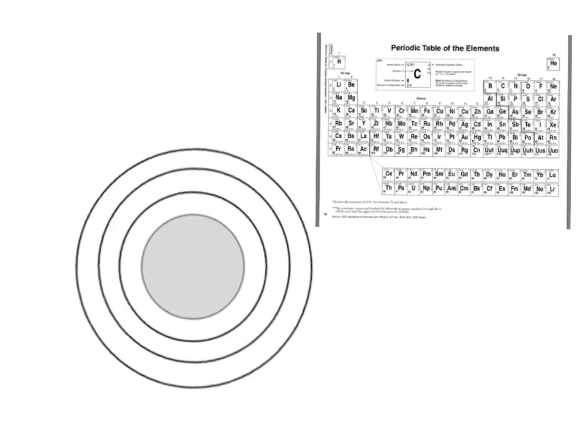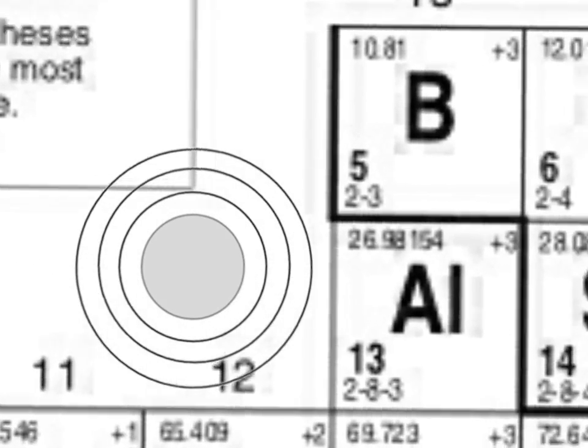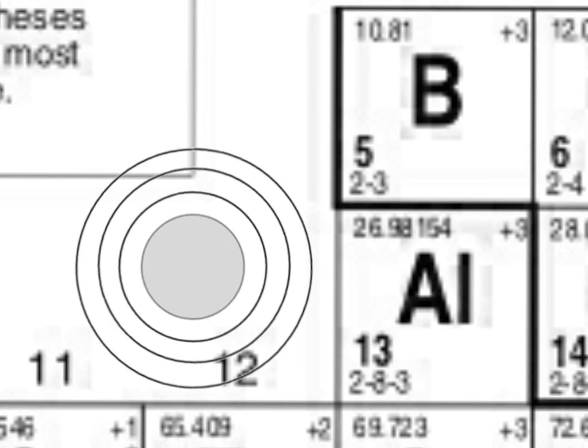Okay, so let's draw our first Bohr diagram. We're going to draw aluminum, so I'm going to zoom in on aluminum here. And we can see that aluminum has 13 protons in its nucleus. And we know that because we have a 13 right here that shows us that the atomic number of aluminum is 13. So there are 13 protons in aluminum's nucleus.